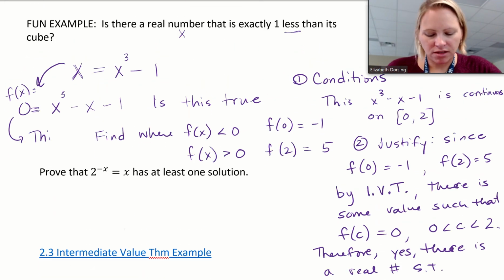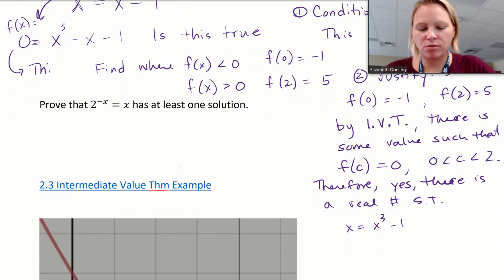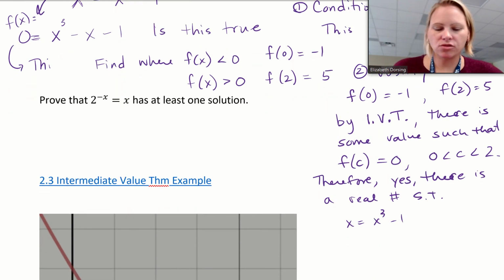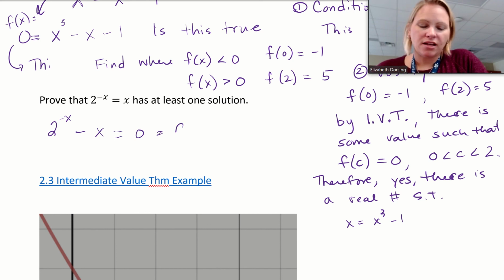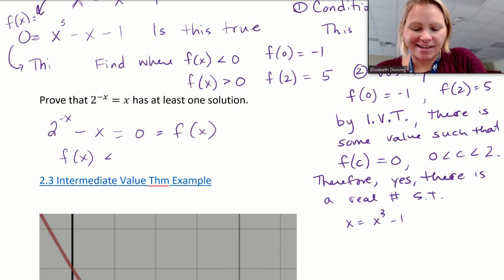And I'm not going to use that same rationale here for this last example, but to prove that you have at least one solution, you're going to do it the same way. You're going to say, well, 2 to the negative x minus x equals 0. Call it a function, f of x. You're going to find where f of x is less than 0. You're going to find where f of x is greater than 0.